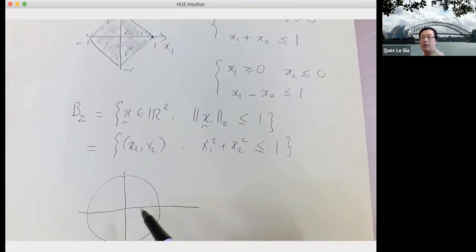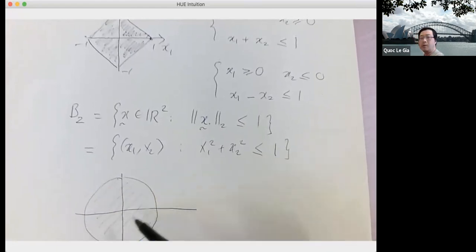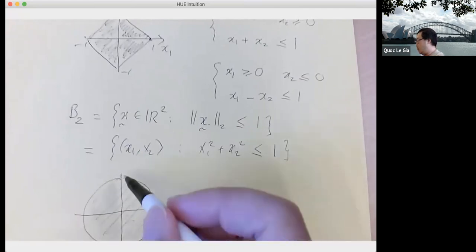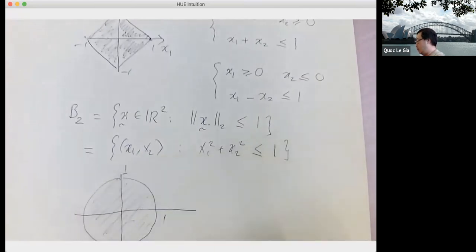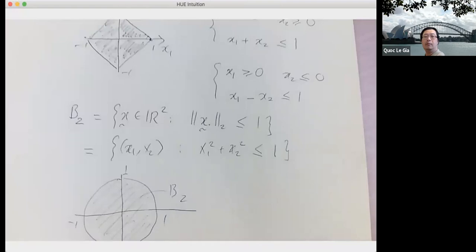Yeah. And inside the circle, then we call it a disk. So less than or equal. So on the circle, then inside, we have a disk. So this one is 1 plus 1 minus 1 minus 1. Okay, and so this is the set B2. Okay, circle of radius 1, yeah.